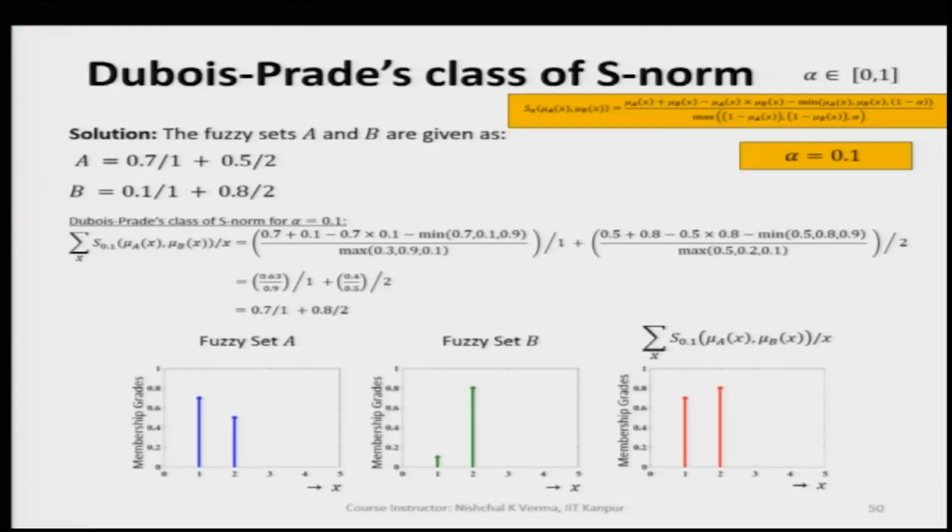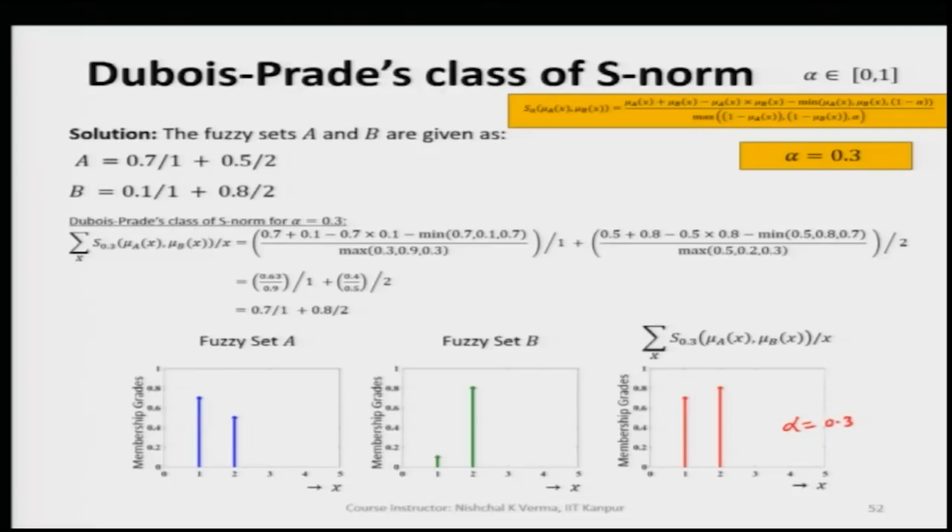And when we see this in Dubois-Prade class of S norm, here we have alpha as the parameter. When we increase the value of alpha, we see that there is not much change, or I would say not a significant change in the output, even when we increase the values of alpha. So, this is alpha equal to 0.1, and then alpha equal to 0.2, and then alpha equal to 0.3.